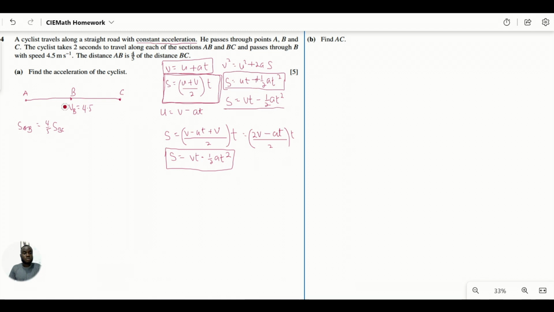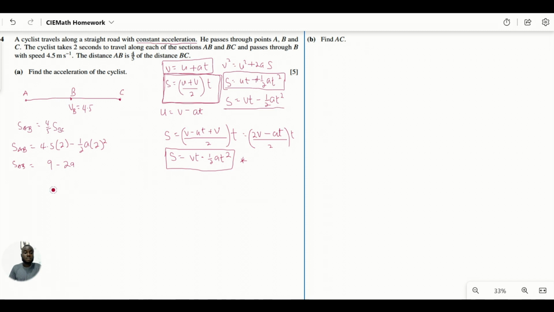Great. So with what we have in the journey from A to B, the 4.5 here is actually the final velocity. So this is making use of this equation, S equals Vt minus half At squared. So the 4.5 here is the final velocity considering the motion from A to B. And that's how come the sign in here is negative, as it should be. And of course, the 2 here is the time it takes to travel through the section from A to B or from B to C. Now let's simplify this and continue.